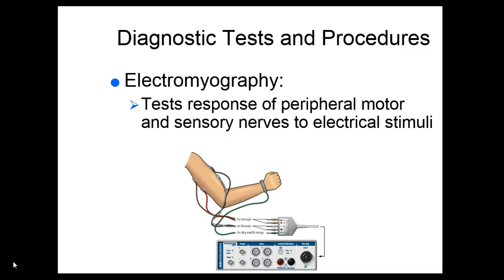Okay, another test is the electromyography test. The test checks the response of the peripheral, motor, and sensory nerves to electrical stimuli. So it's a good way of checking the peripheral nervous system.